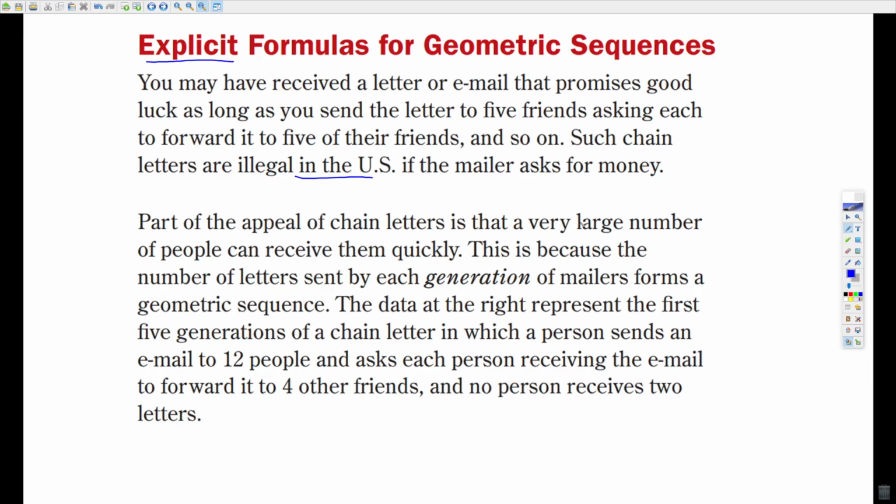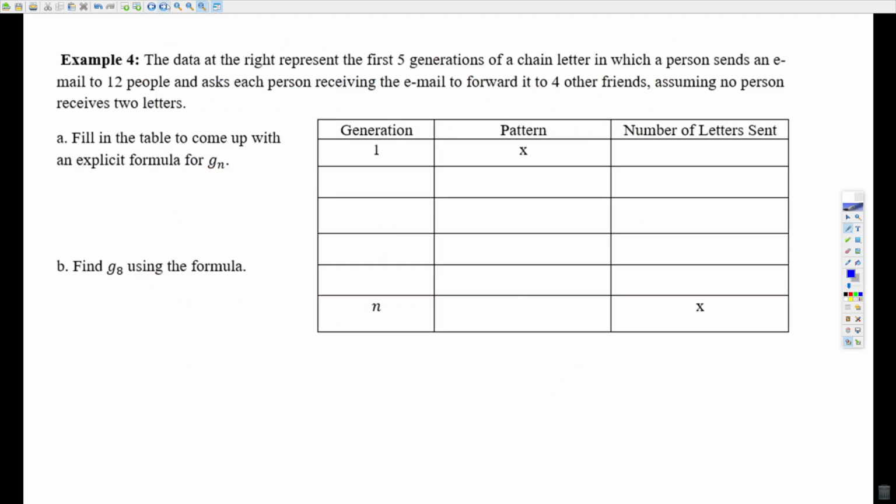Part of the appeal of chain letters is that a very large number of people can receive them quickly. This is because the number of letters sent by each generation, so every single time you send out, it would be like another generation, of mailers forms a geometric sequence. The data at the right represent the first 5 generations of a chain letter in which a person sends an email to 12 people, and asks each person receiving the email to forward it to 4 other friends. No person actually receives 2 letters. So we're going to say it keeps growing and new people keep getting new letters. So I basically just read through example 4.